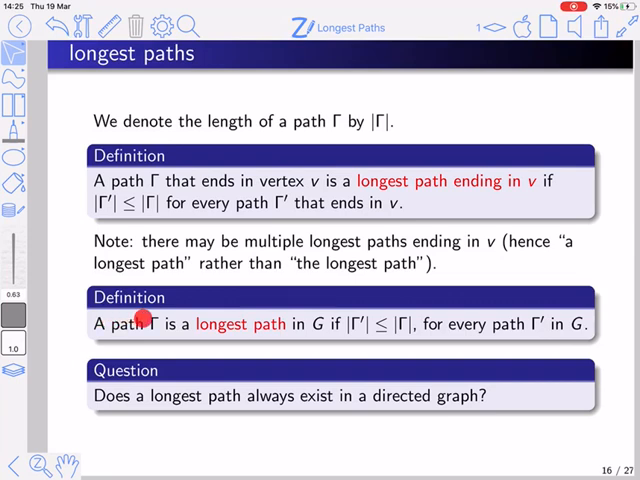Consider a path gamma in the directed graph. We say that the path gamma is a longest path in G if for every path gamma prime, the length of gamma prime is less than or equal to the length of gamma. Now you may ask, does every directed graph have a longest path?